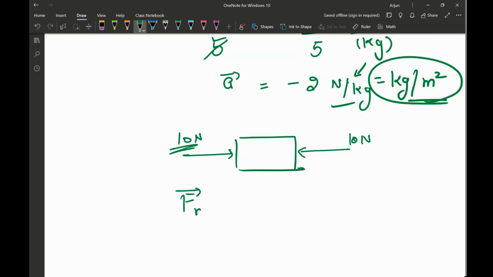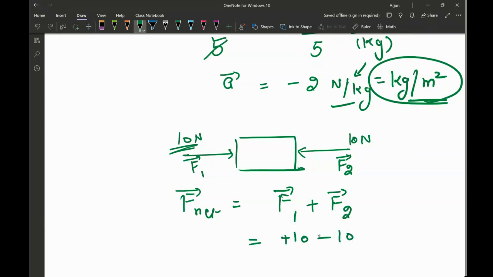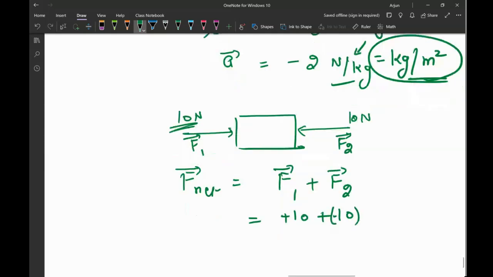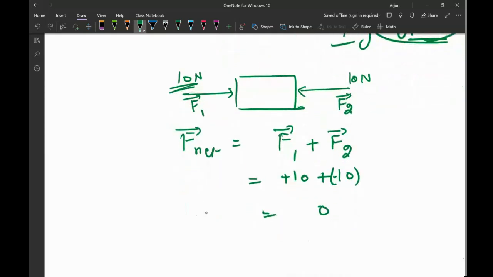So I'm going to try and find out the net force on the system. Net force will be equal to F1. I'll call this again as F1, this one as F2. So F1 plus F2 will be equal to how much? Positive 10 minus 10. Well, I should place it like this. So this is equal to 0. Net force is ma, mass times acceleration. So acceleration value will come out to be 0 meters per second square.